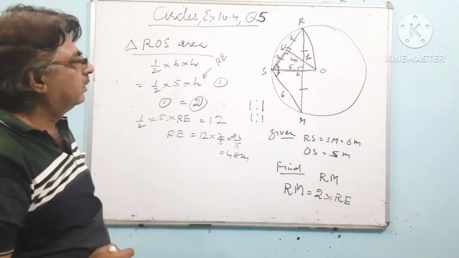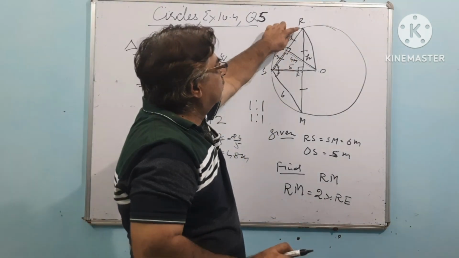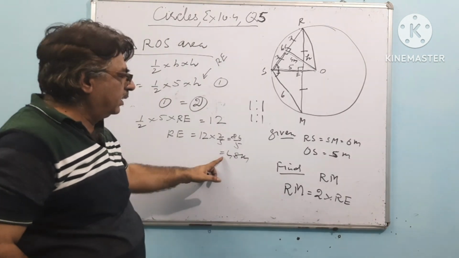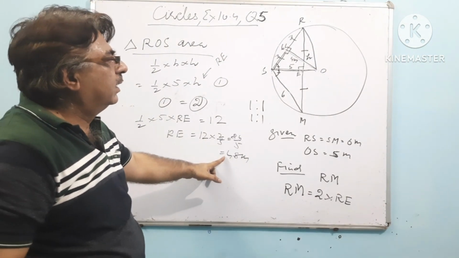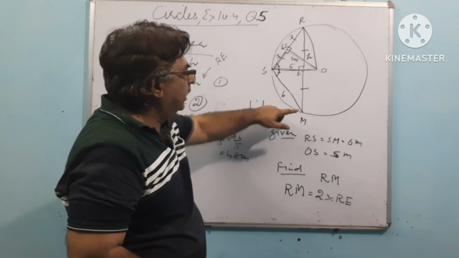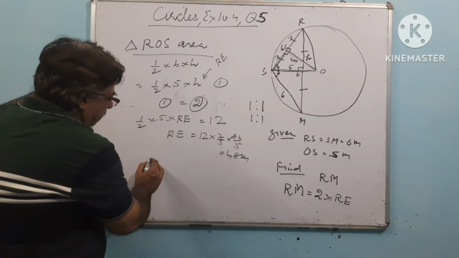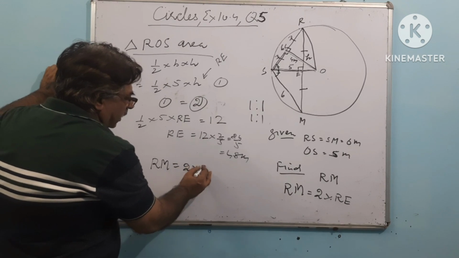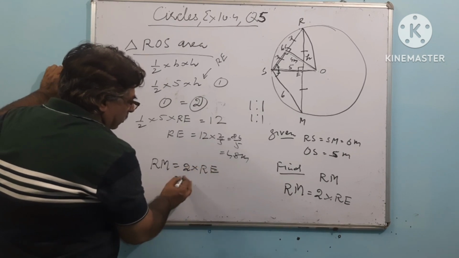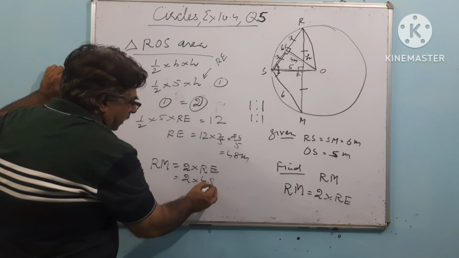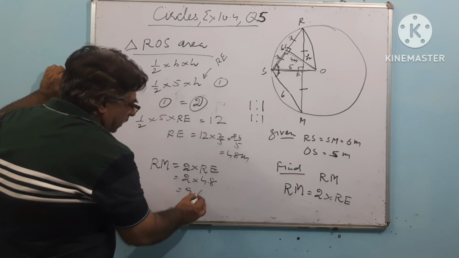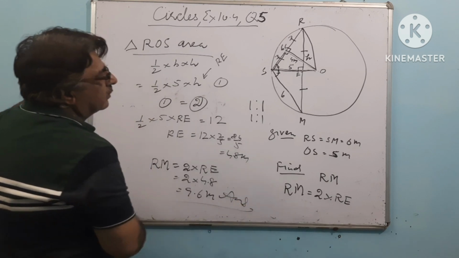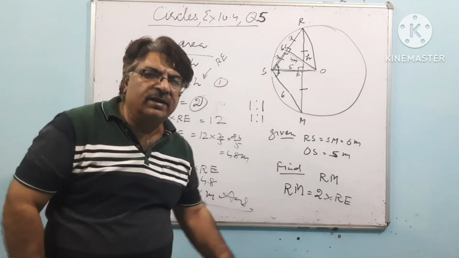So we have calculated this length RE, which is 4.8 meters, and RM, which we have to find, is twice of RE. So RE is 4.8, RM is 9.6 meters. This is the answer. Thank you.